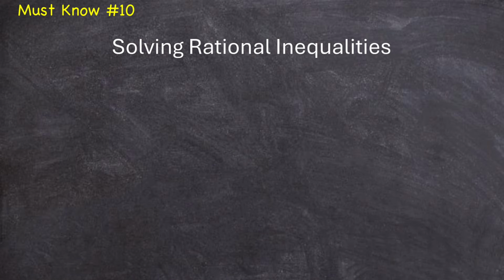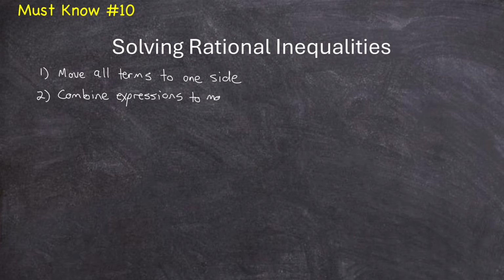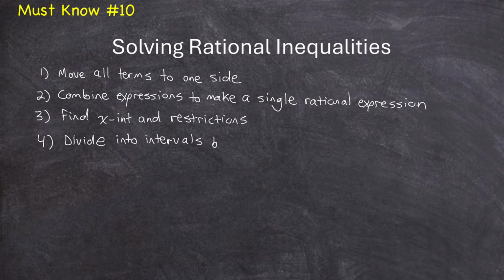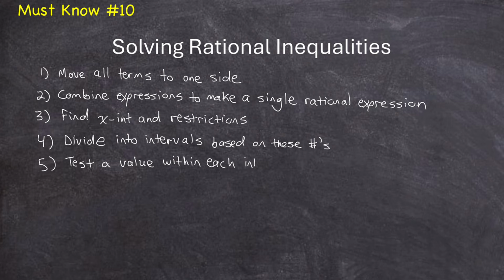Must know number 10, solving rational inequalities. Here are the steps for solving a rational inequality. Step 1, move all terms to one side. Step 2, combine expressions to make a single rational expression. Step 3, find the x-intercepts and the restrictions of the function. And then step 4, use those numbers to divide the function into intervals. And then lastly, test a value within each interval to see if it satisfies the inequality.